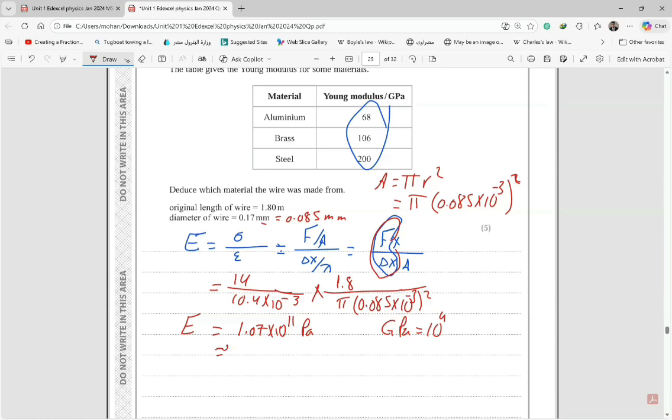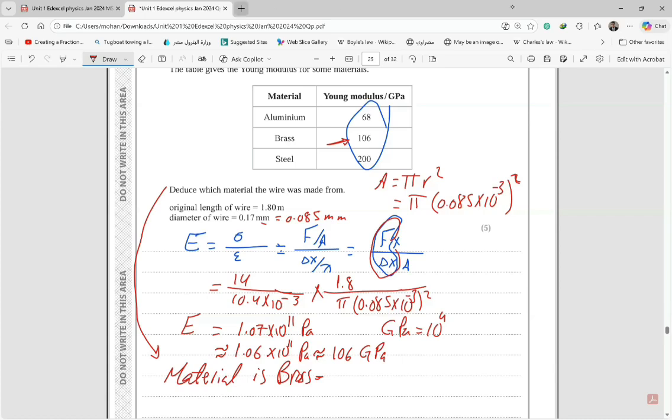gigapascal. Approximately, the one which is very close to it is brass. So it is 1.06 times 10 to the power of 11 Pascal. This means 106 gigapascal. So the material is brass. Don't forget to read this because he's asking about this. Okay.